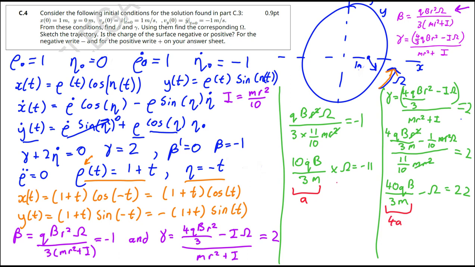And so that means I can rewrite my equation on the left hand side here. That's going to be a omega equals minus 11, and this one here is going to be 4a minus omega equals 22. Alright, so from this equation on this side I can get that a is equal to minus 11 over omega, and I can substitute that into my right hand side, so then I get 44 over omega minus 44 over omega minus omega equals 22.